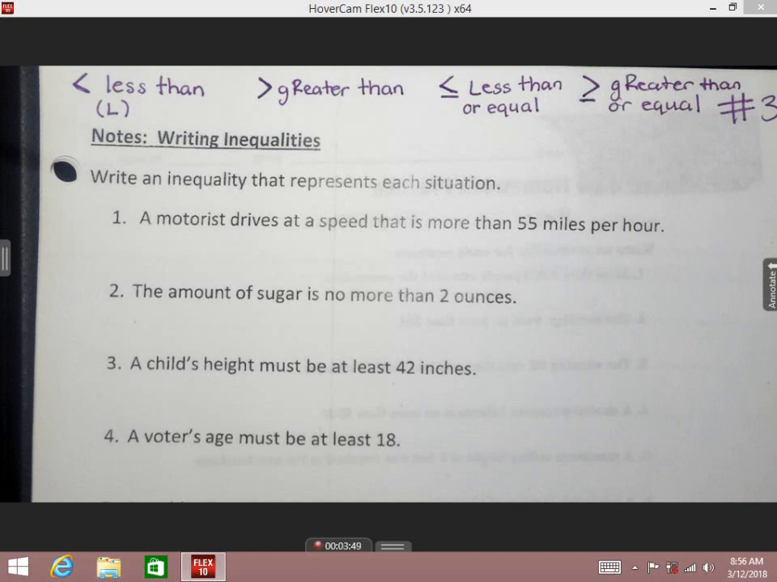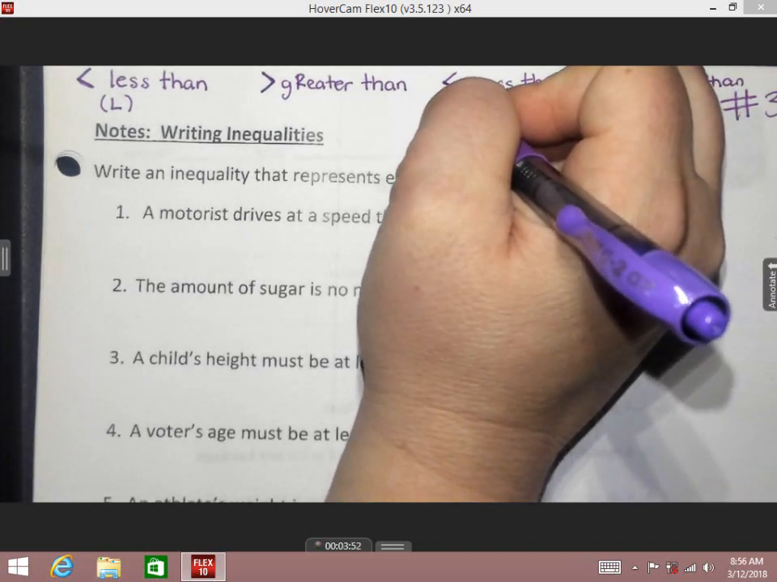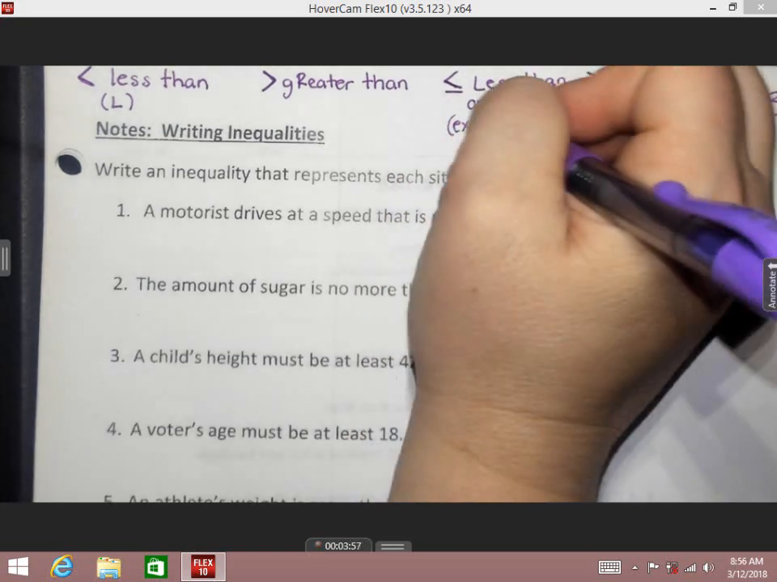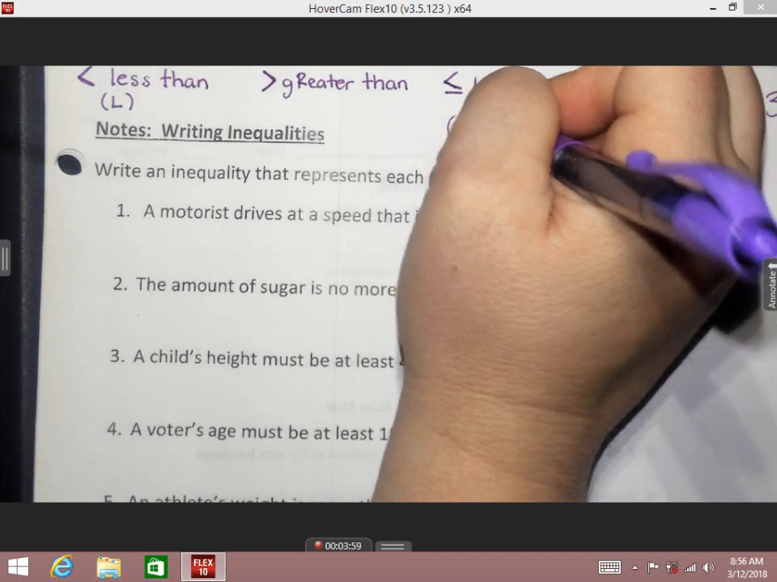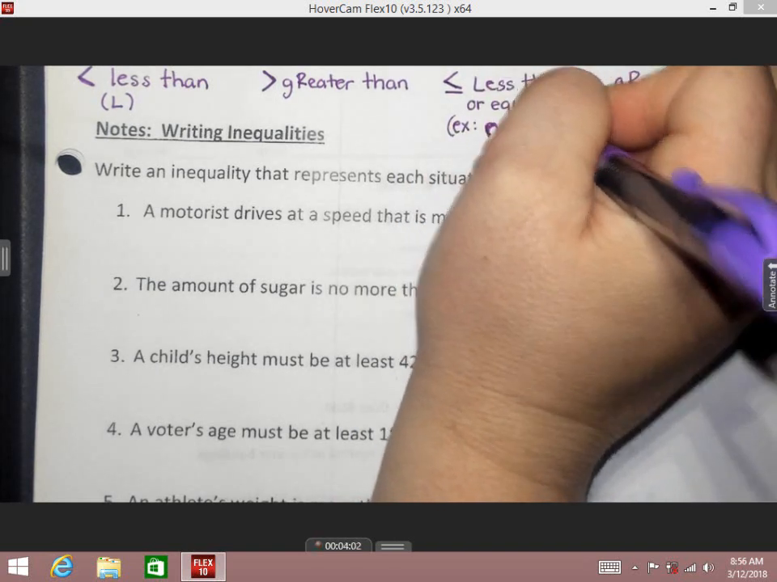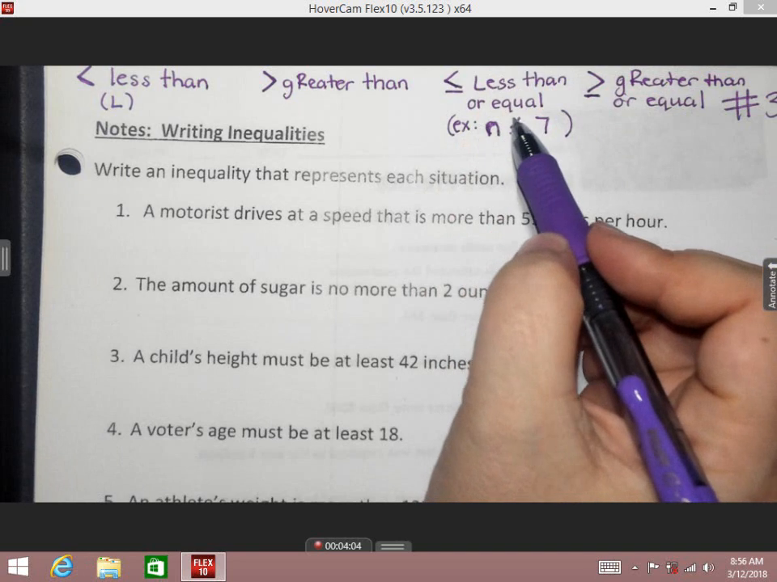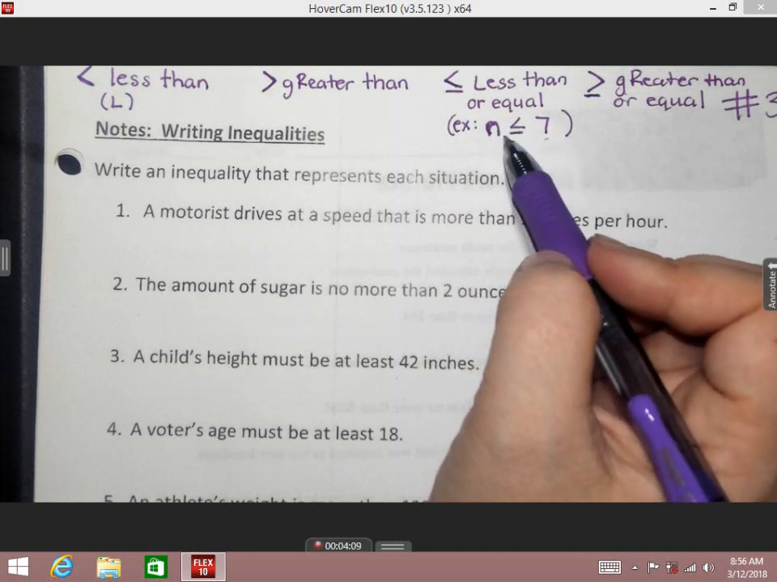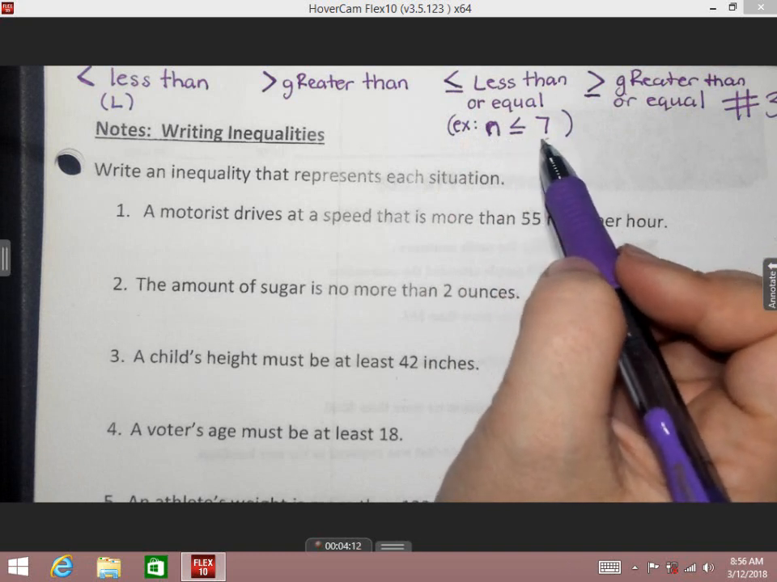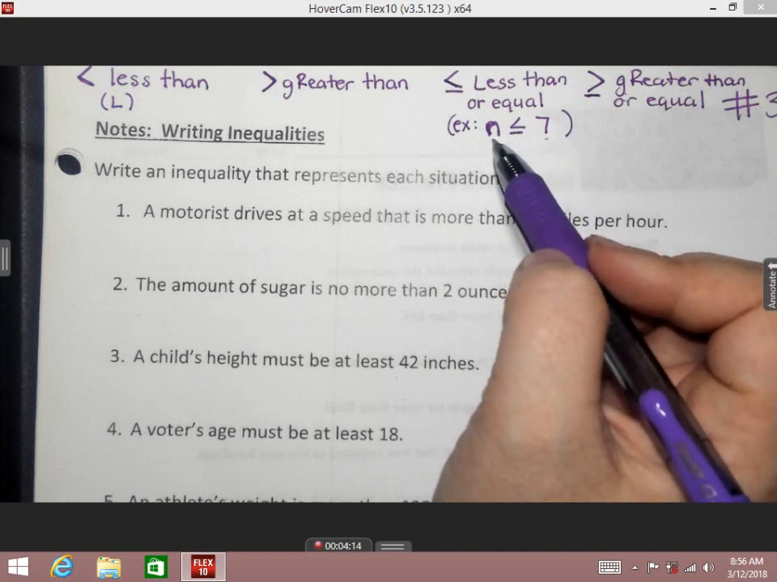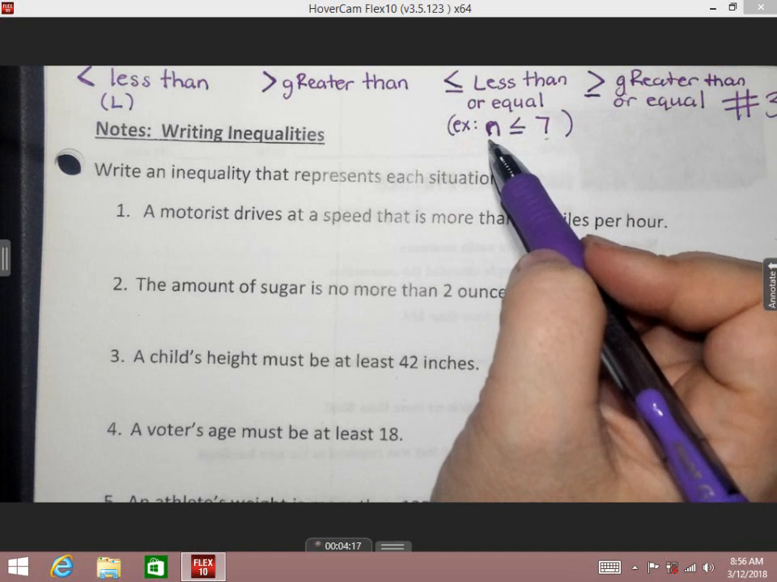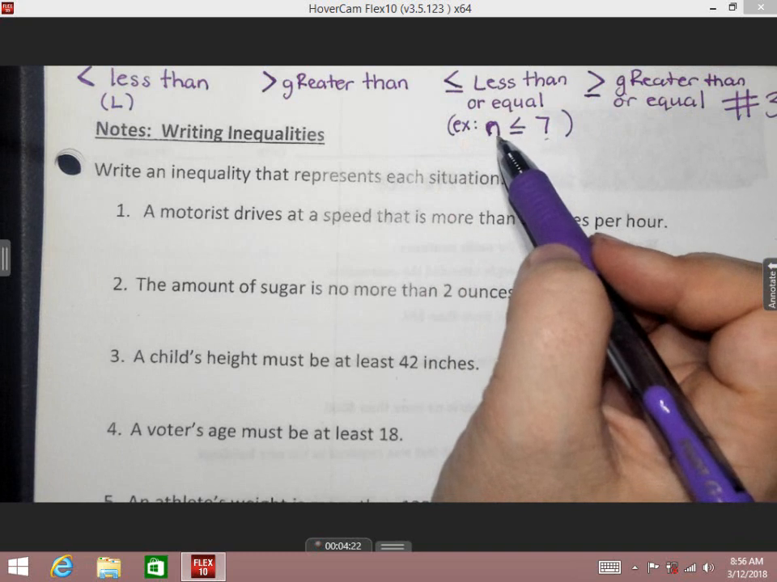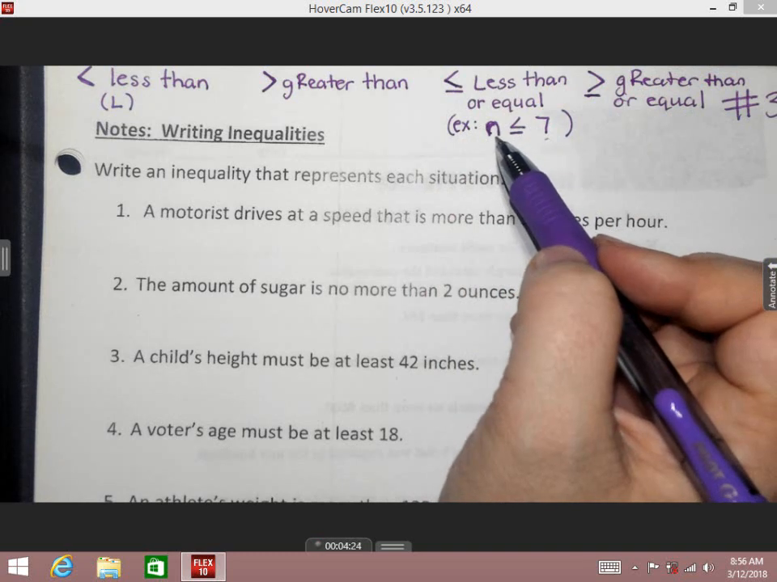Less than or equal. So what that means, guys, so if I have, someone put like a little example here. So for an example, if I have n is less than or equal to 7. If I say that n is less than or equal to 7, can someone give me some numbers that n could be? If n is less than or equal to 7, what are some numbers that n can be? Okay. 7, because it's less than or equal to. All right. Is 7 the only number that n can be?